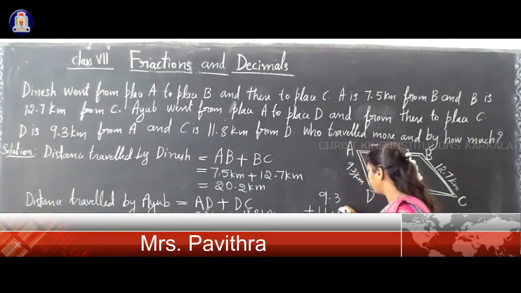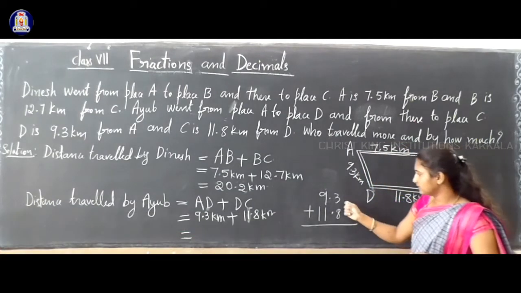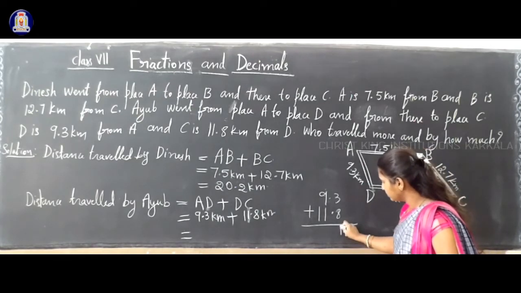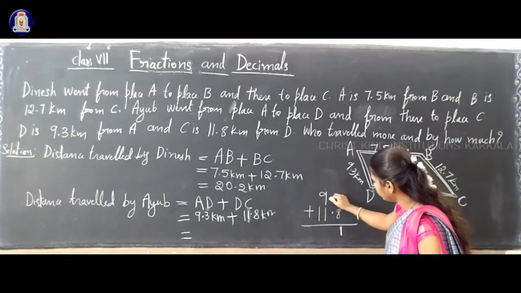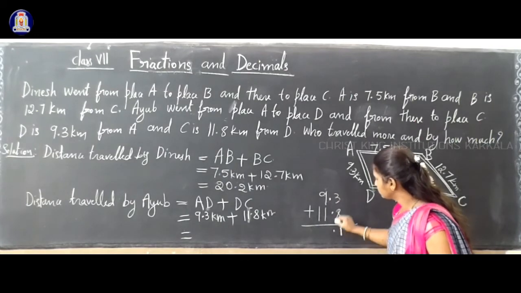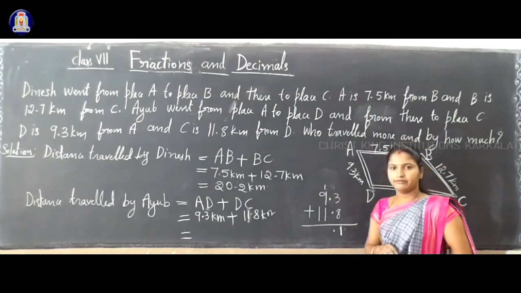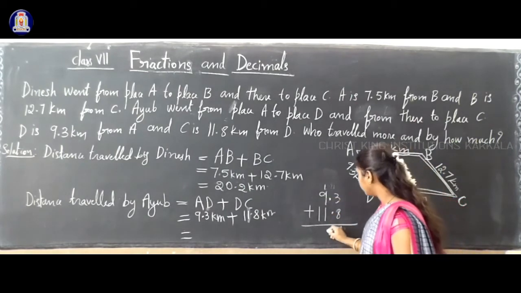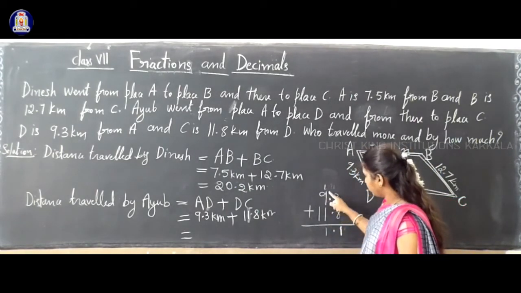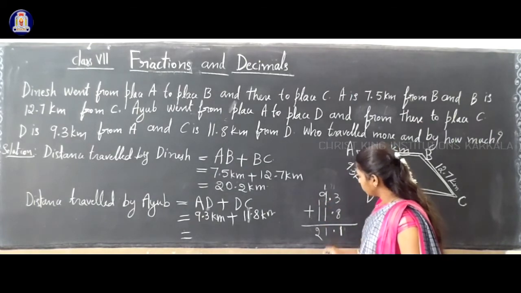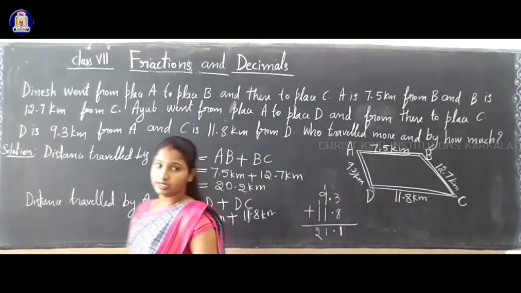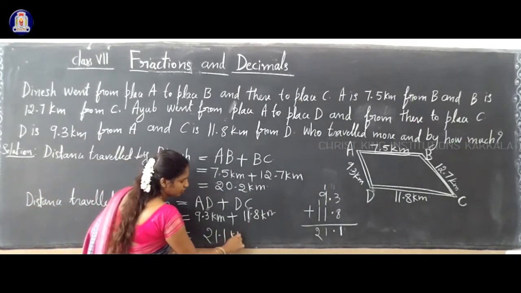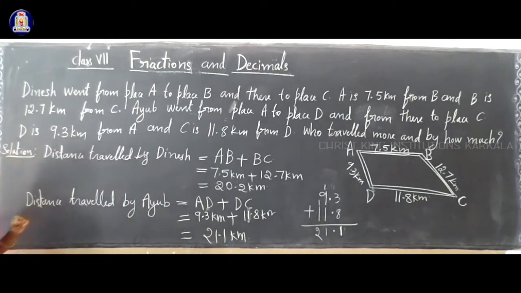11.8. Now we get the answer: 3 plus 8 is 11. Correct? Write the decimal point as it is. So the remaining 1, add in the next step. We get 1 plus 9, 10. 10 plus 1, 11. Correct? So now add here, we get 21.1 kilometer. This is the distance traveled by Ayub.